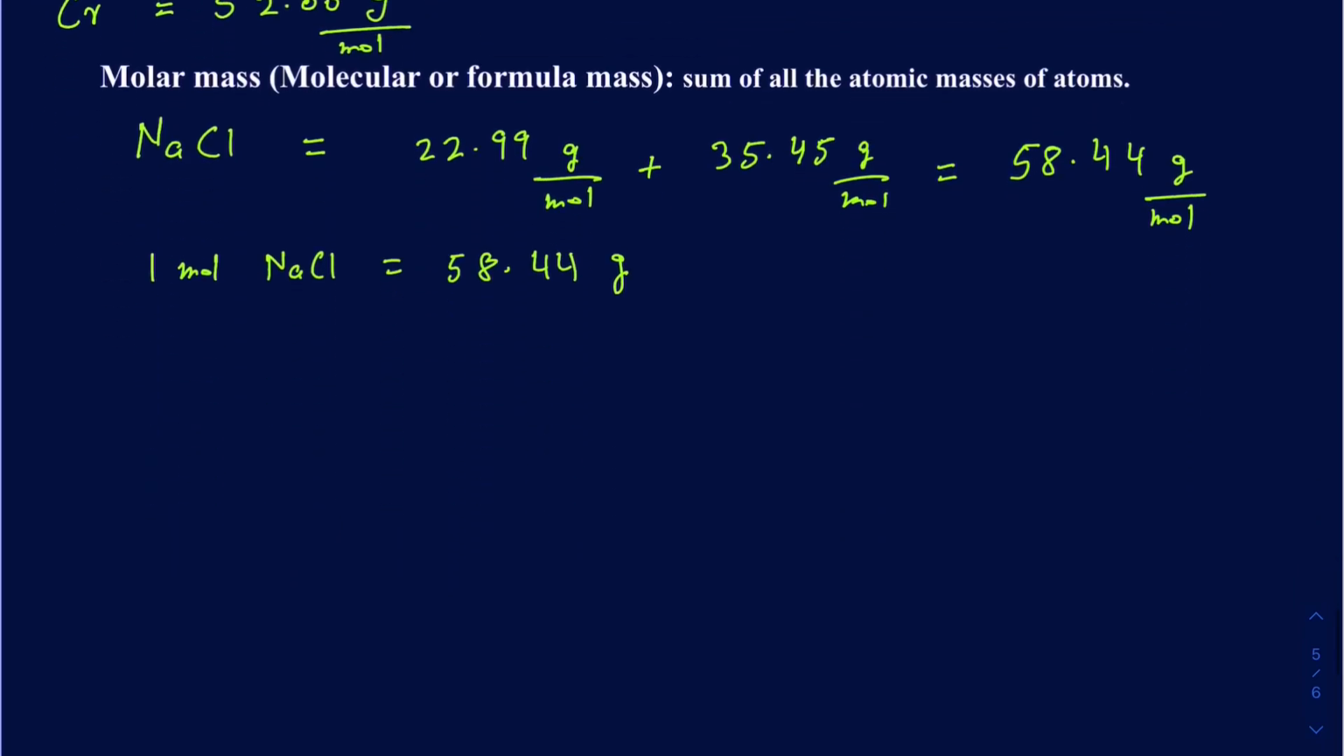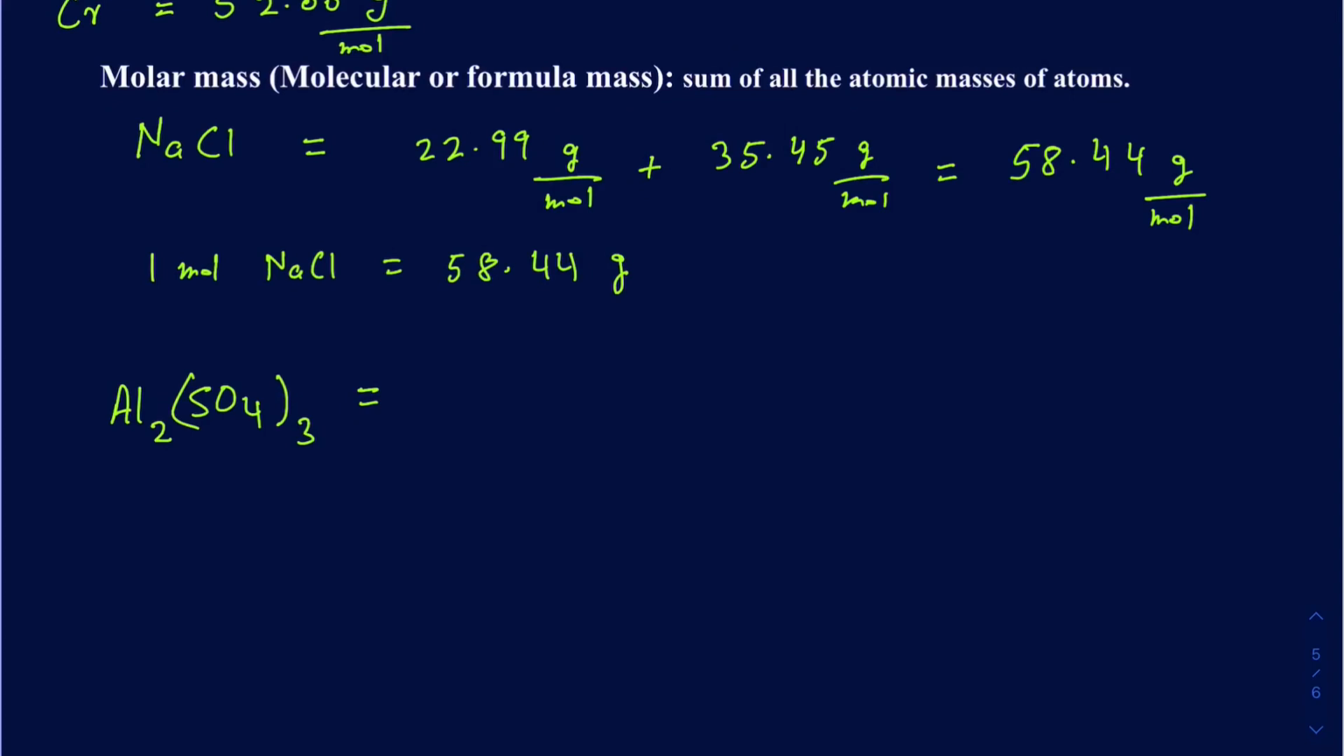What if I have... let's not take sodium, we already have sodium. Let's take aluminum sulfate. The aluminum sulfate formula is going to be Al2(SO4)3. To get the molar mass or the formula mass for this aluminum sulfate, we've got to take care of all the elements that are in there.